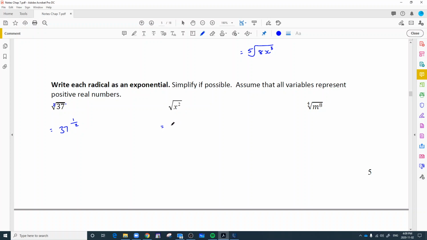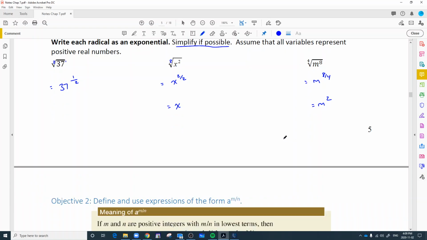In this one, this would be x squared, and then the index becomes your denominator. It also says simplify if possible. So I'm going to write this as x to the 1 or just x. In this last one, again, the exponent goes on top, the index is the denominator, and if you can simplify, please do. So this is the first part of the process, is being able to just write or recognize that a rational exponent is a radical and that a radical can be written as a rational exponent.